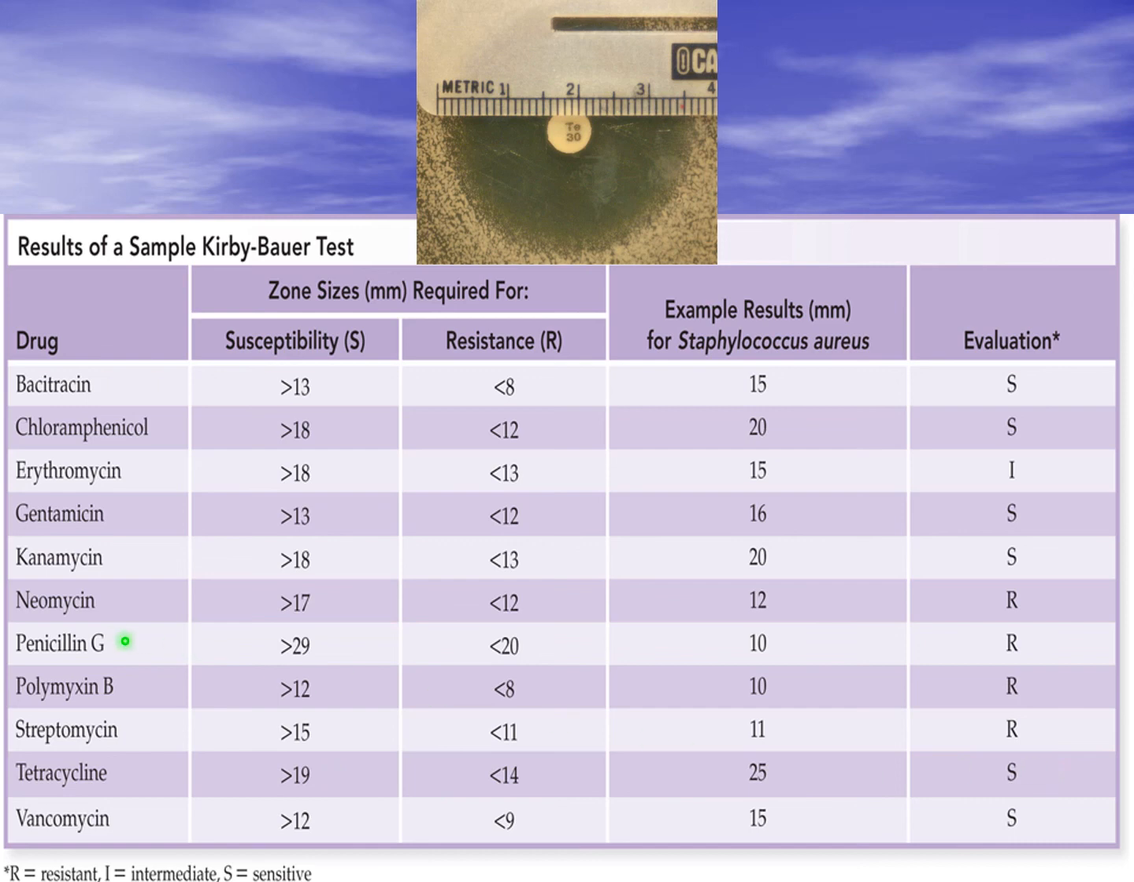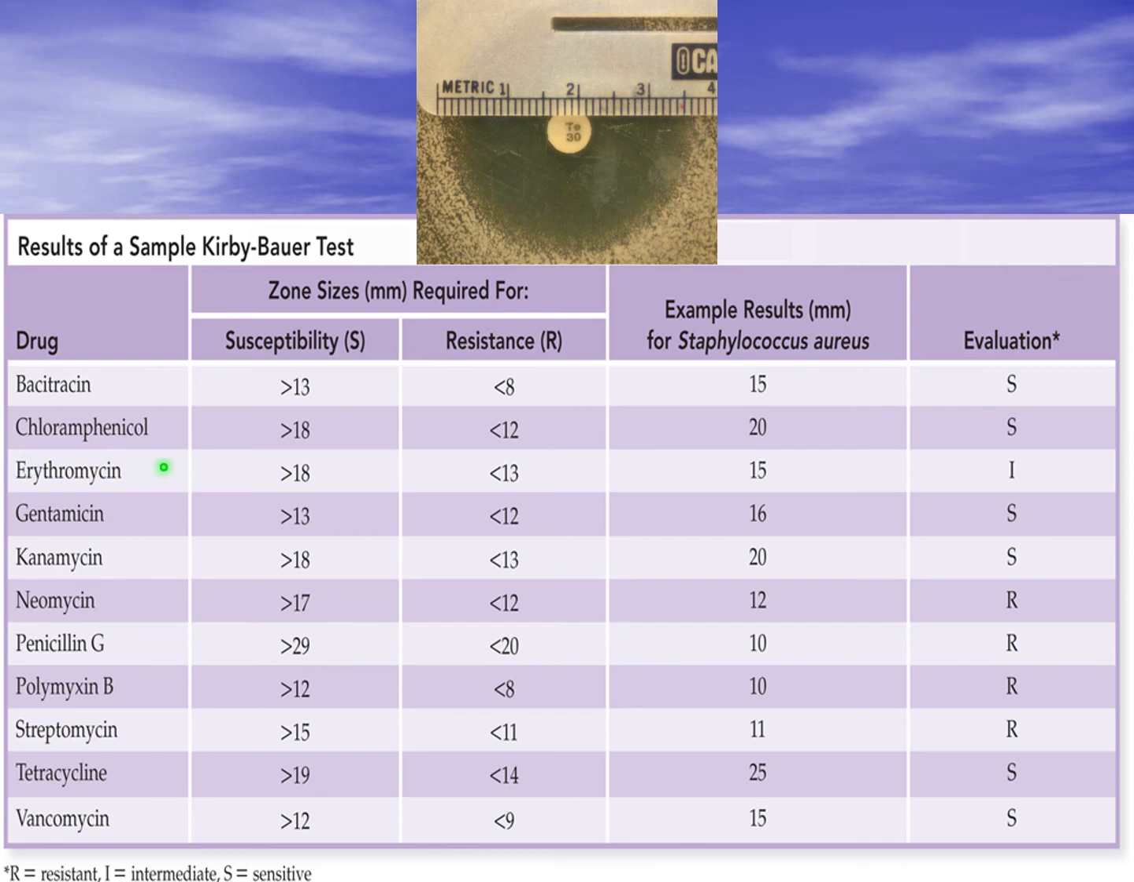But let's look at penicillin G. We only measured 10 millimeters on that zone. We did have inhibition, but it was only 10 millimeters. Greater than 29 would mean that the bacteria would be susceptible to penicillin G, but less than 20 means that it's resistant to penicillin. So 10 is less than 20, so it's a resistant organism.